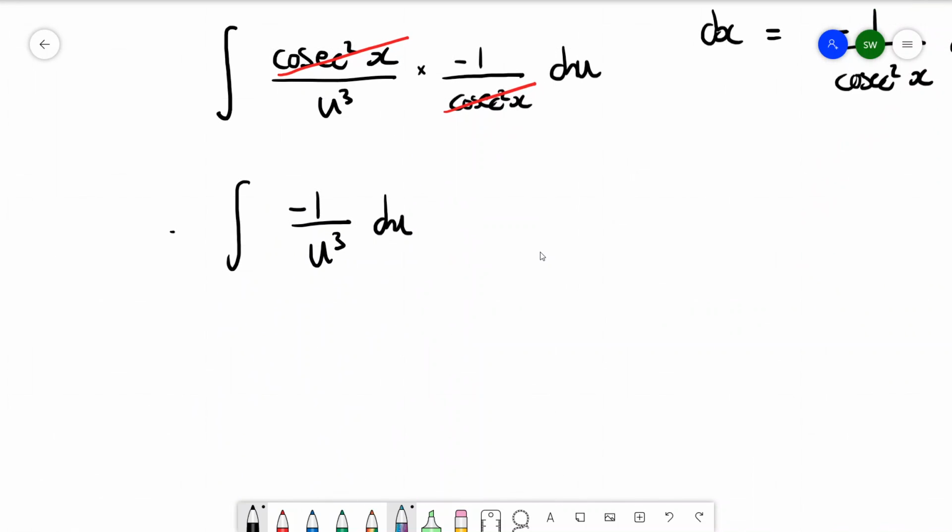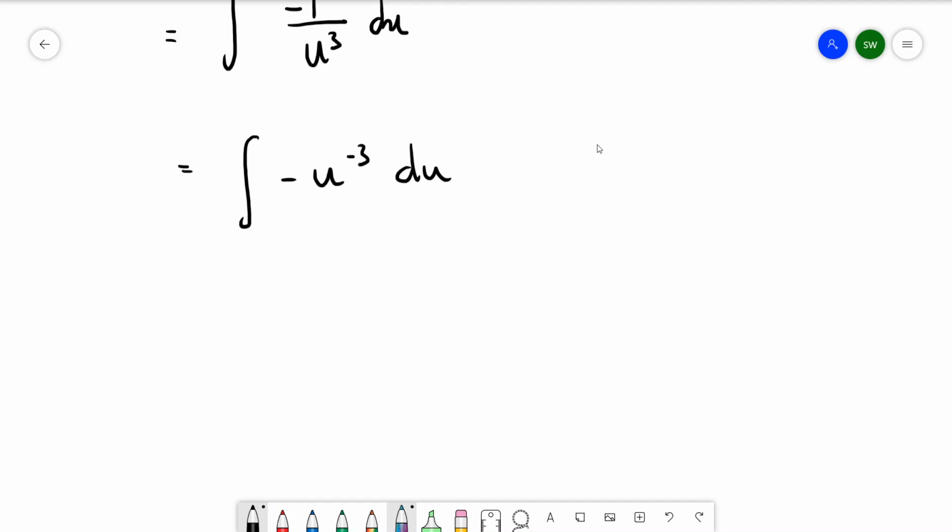And in order to integrate this, we're going to write 1 over u cubed as u to the minus 3. And then we can just use normal polynomial integration. So we're going to increase the power by 1 to get u to the minus 2, and then we're going to divide by the new power. So we could actually write that as a half u to the minus 2.